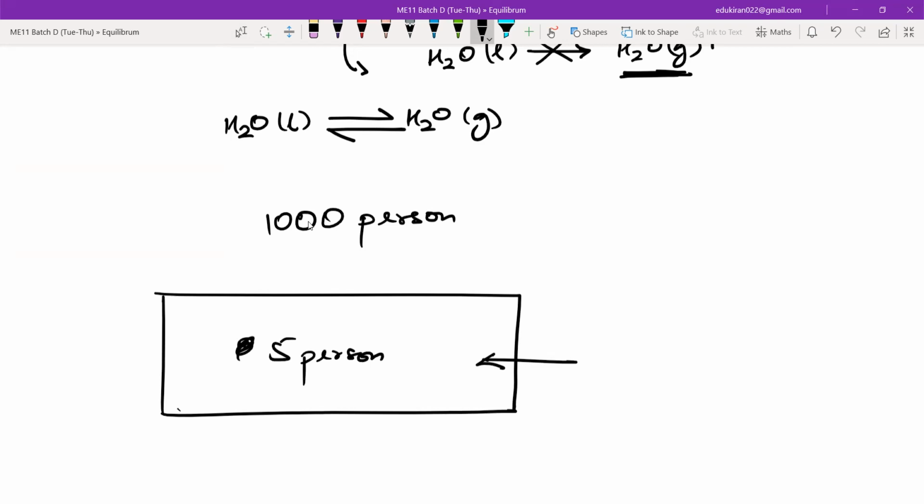in the swimming pool. Does that mean those 5 persons were the only persons who swam, or there was exchange? What do you think, guys? There was exchange, right? Yes, sir. Yes. And in the exchange, the number of people coming in was equal to the number of people going out. And that is why the number of persons inside the swimming pool was constant at 5.